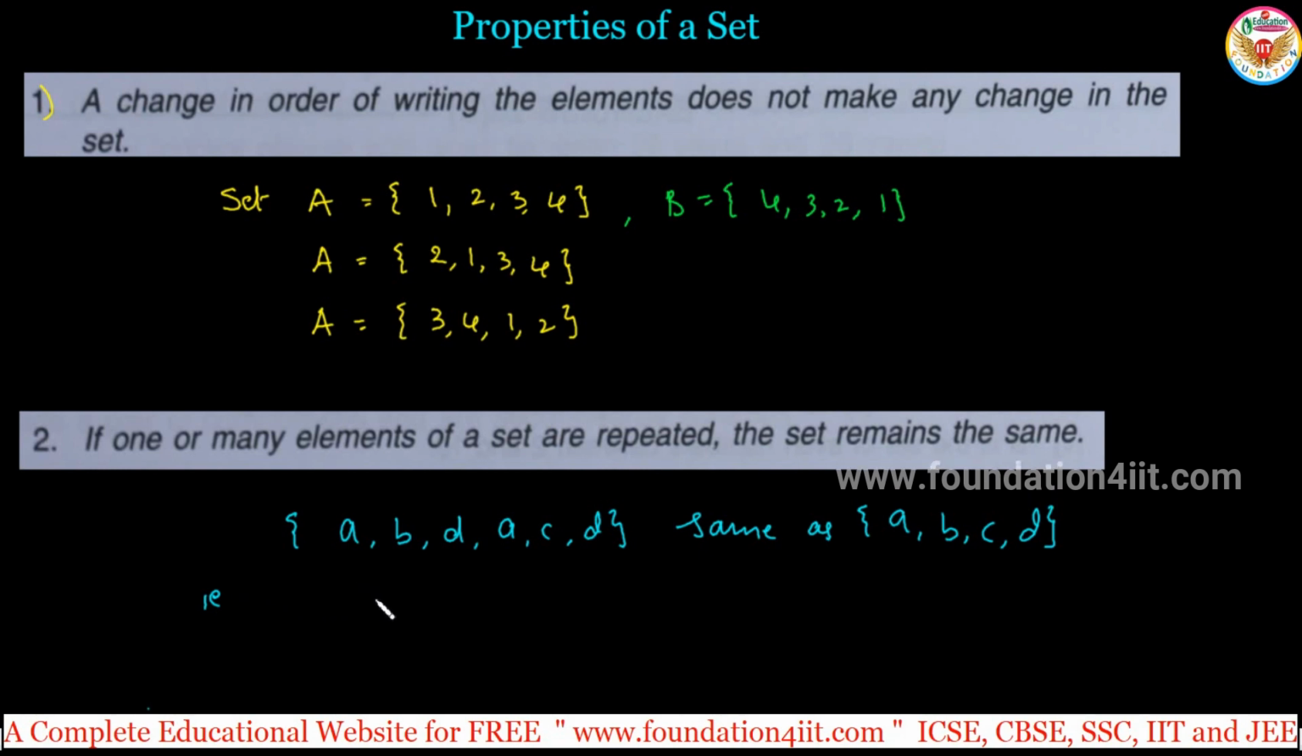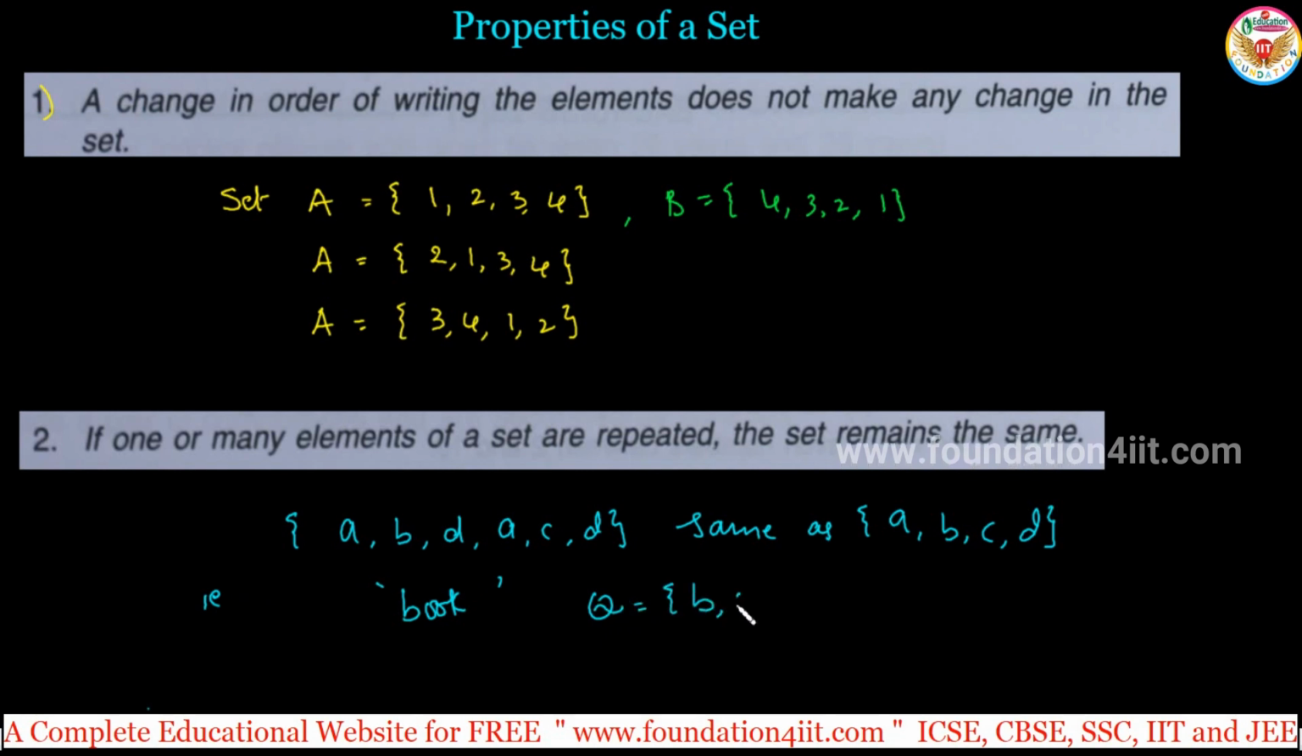So if Q is the set of the letters of the word book, you can write B, O, K. You should not write B, double O, and K. O is only one letter, so it should be written only one time.